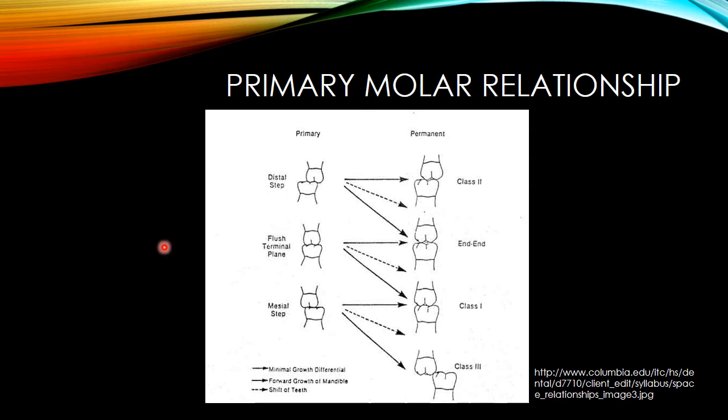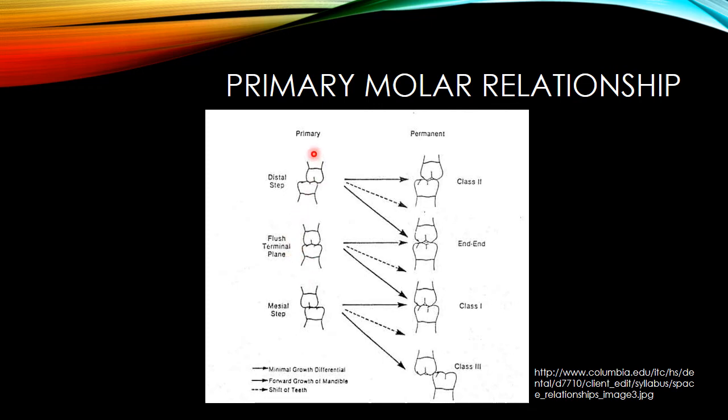There are also terms that describe the primary molar relationship. So first is the flush terminal plane. Let me correct myself. A flush terminal plane is when the distal surfaces of the maxillary and the mandibular E, or the primary second molars, coincide in a line.